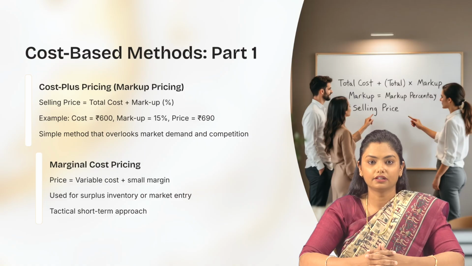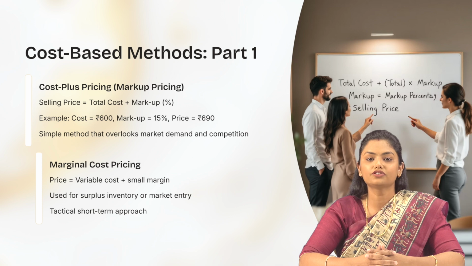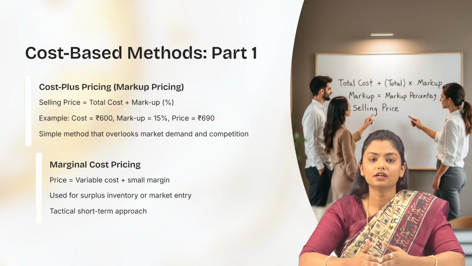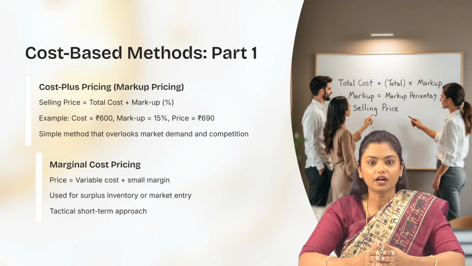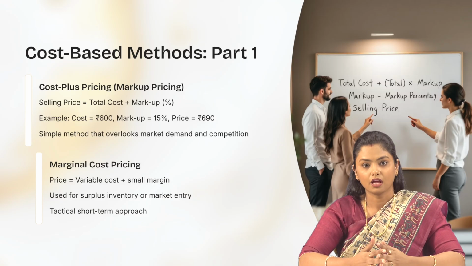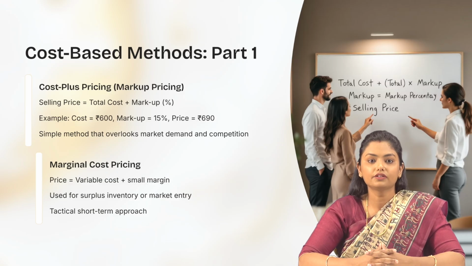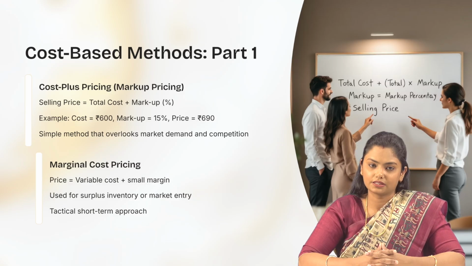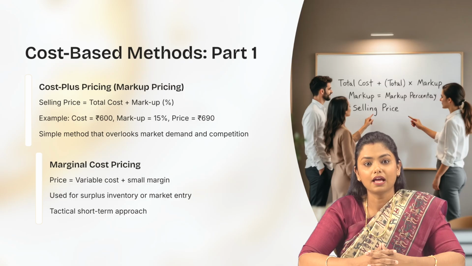Another method under the cost-based approach is marginal cost pricing. Here, the price is set to cover the cost of producing just an additional unit. This is a short-term strategy often used to sell surplus stock or to enter a new competitive market. Here, the goal is to cover the variable cost and make some contribution towards fixed cost. Basically, it offers flexibility, but it is not suitable as a primary or long-term strategy.